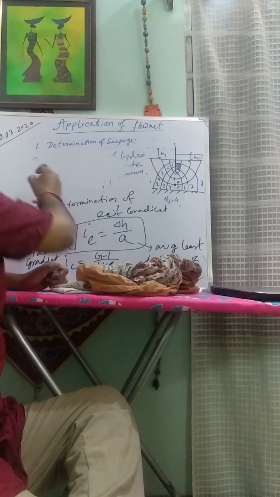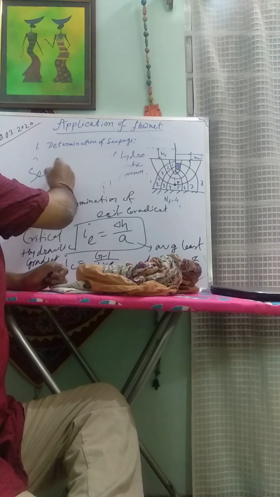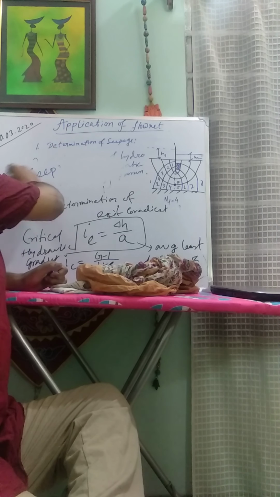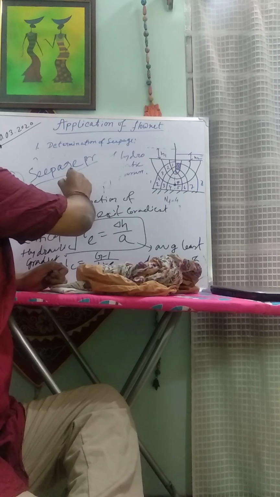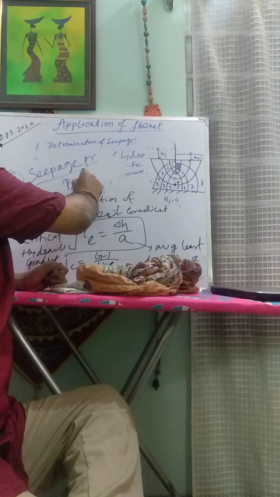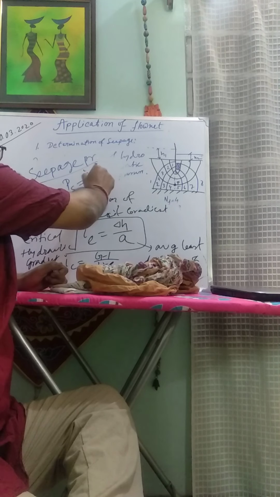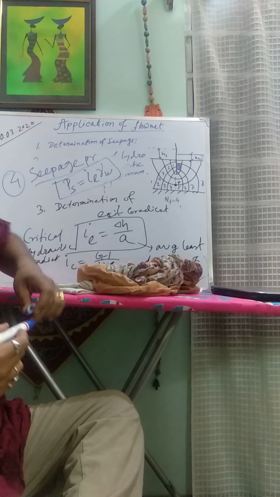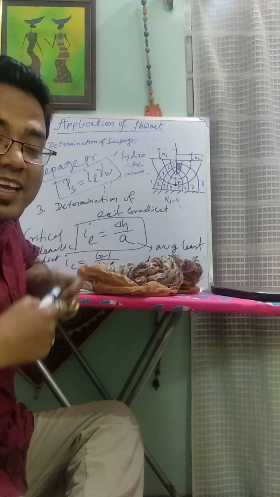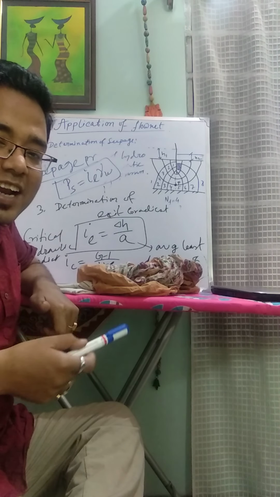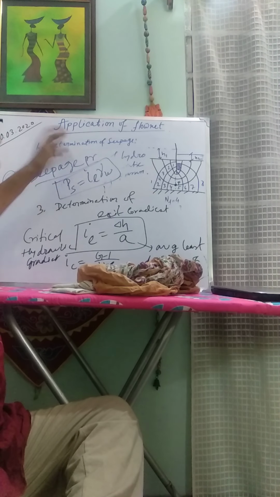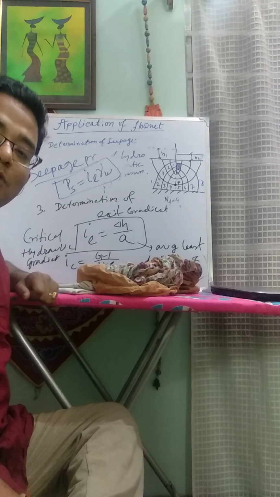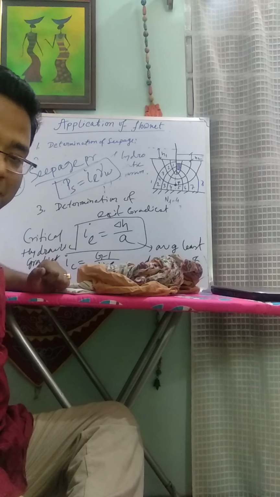And the fourth one is seepage pressure, and that is PS equals IE into gamma W. IE is the exit gradient and gamma W is the unit weight of the water. So seepage pressure we also find out from the Flownet concept.